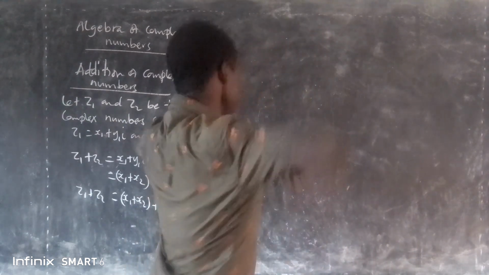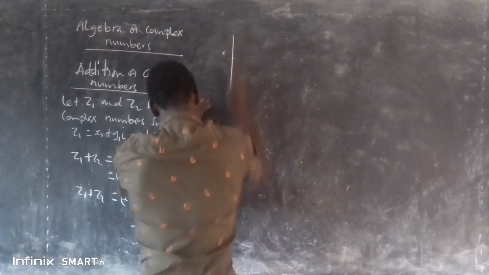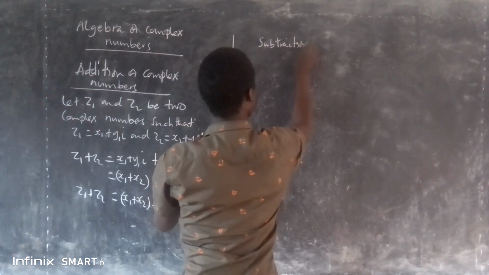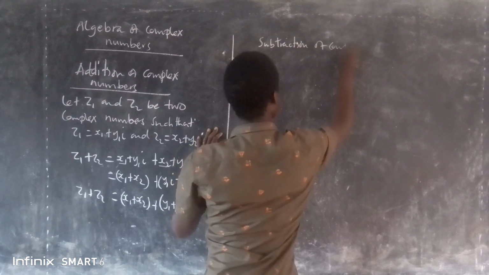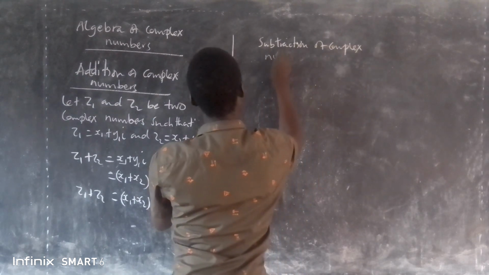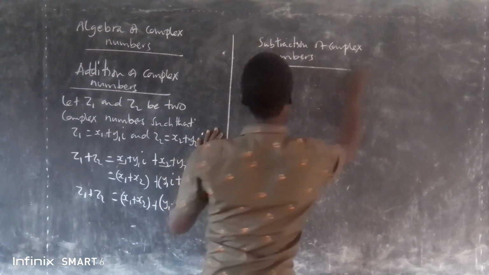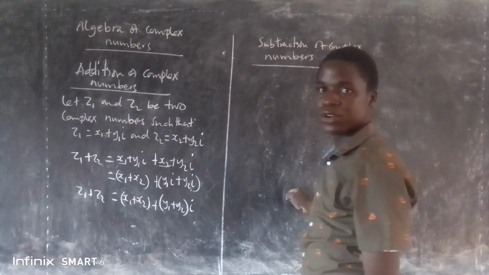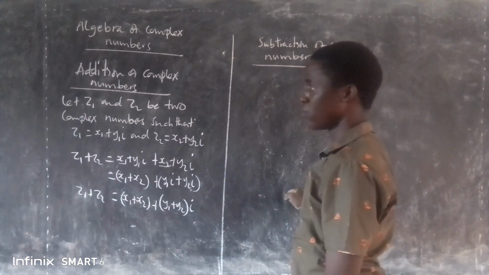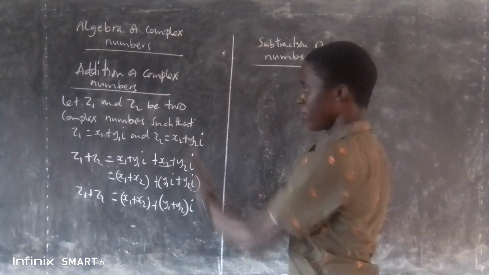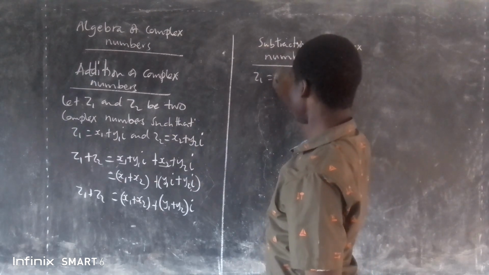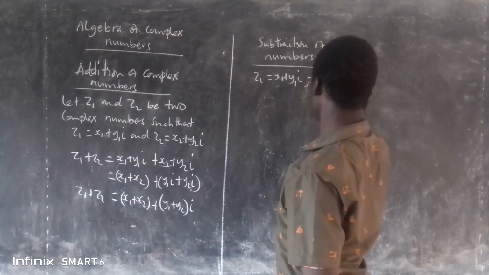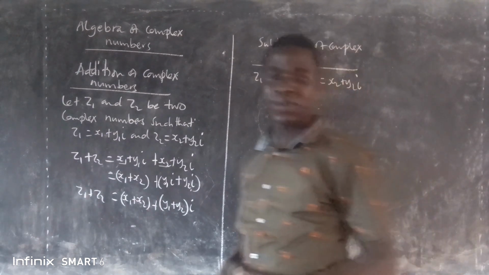Subtraction of complex numbers. We shall use the same concept. Let us assume that Z1 and Z2 are complex numbers, whereby Z1 equals X1 plus Y1i, and Z2 equals X2 plus Y2i. What happens in that case?